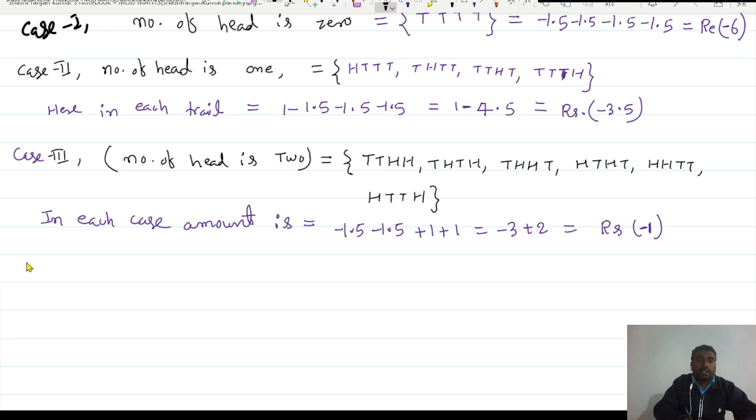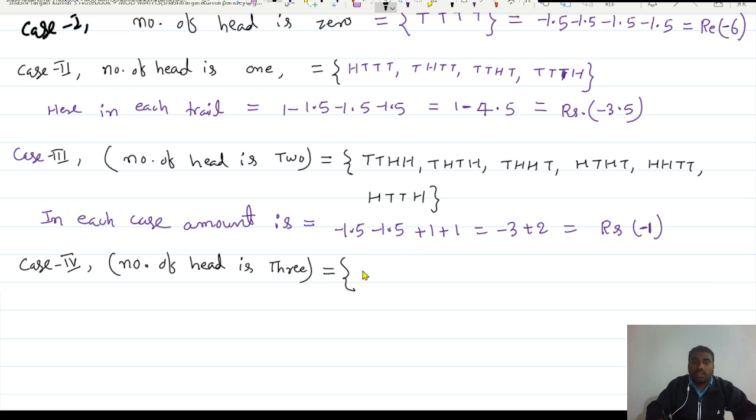Next case here we have case number 4. You can discuss case number 4. When the number of heads is coming out to be 3. So let us count the situation for 3 heads. So 3 heads means either head, head, head, tail, and this will be head, head, tail, head, and head, tail, head, head, tail, head, head, head.